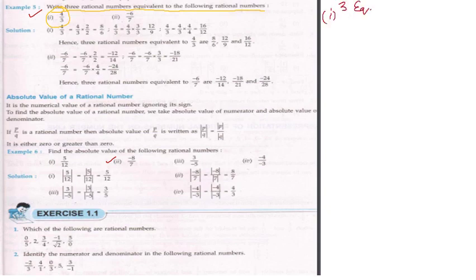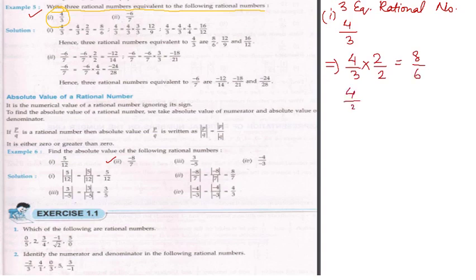3 equivalent rational numbers we have to write, and the given rational number is 4 by 3. So the first number can be 4 by 3 into 2 by 2, that is 8 by 6. Second can be 4 by 3 into 3 by 3, that will be 12 by 9, and third will be 4 by 3 into 4 by 4, that is 16 by 12.